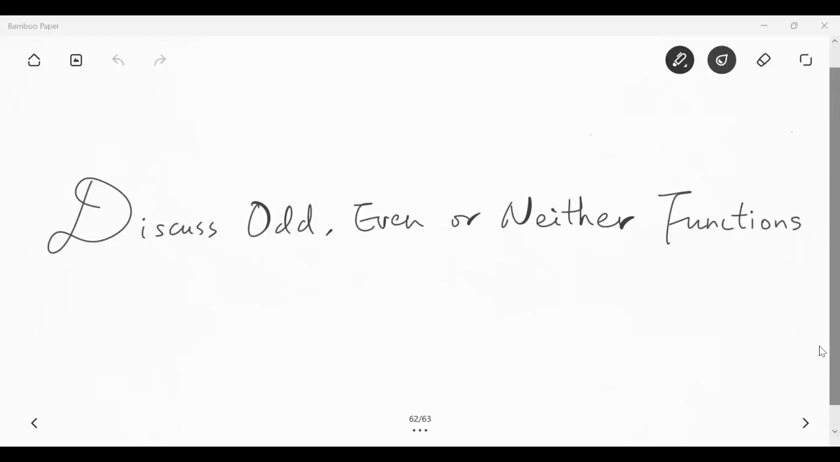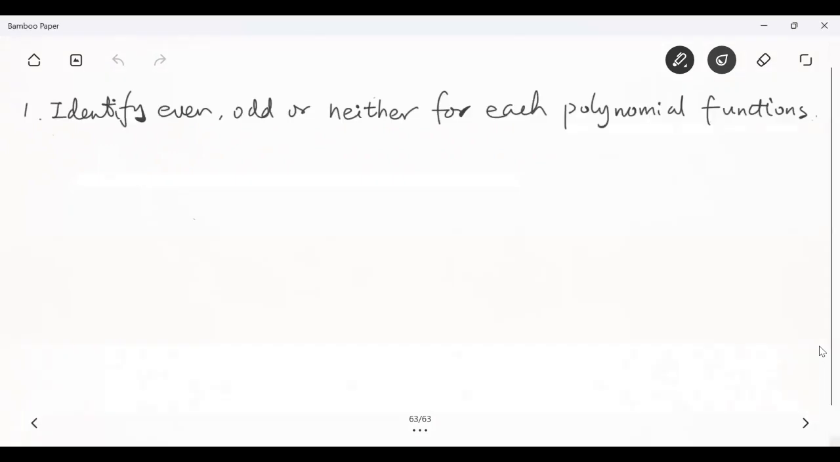Discuss odd, even, or neither function. First one, identify even, odd, or neither for each polynomial function. I first explain the definition of odd and even function. If it is an odd function, they have f negative x equal negative f x. That means use negative x, substitute x. The value of y is opposite.